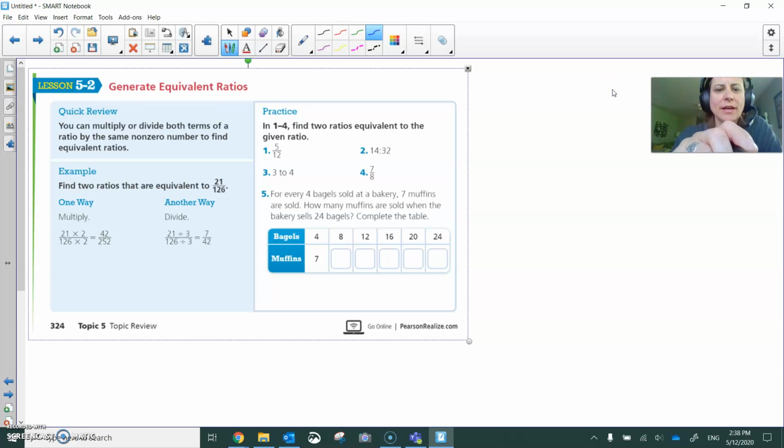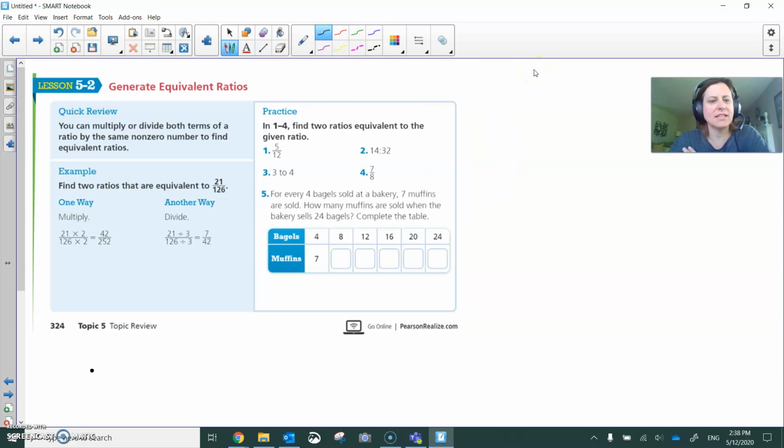This one's pretty quick. The point of this activity is to show that if you have a ratio and you multiply or divide both parts of that ratio by the same number, you end up getting an equivalent ratio.